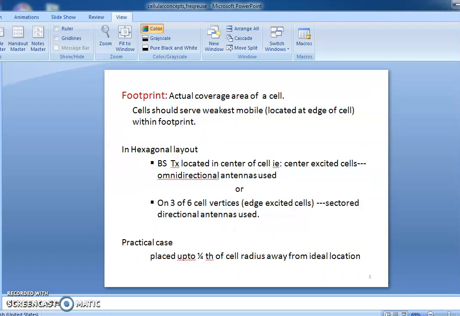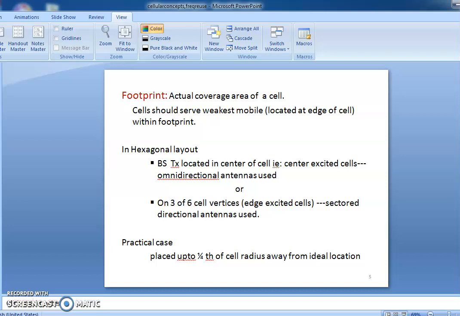Then footprint. What is footprint? The actual coverage area of a cell is called footprint. Why is it important? I am having a cell. In the cell I will be having a base station. This should be able to cover the weakest mobile.